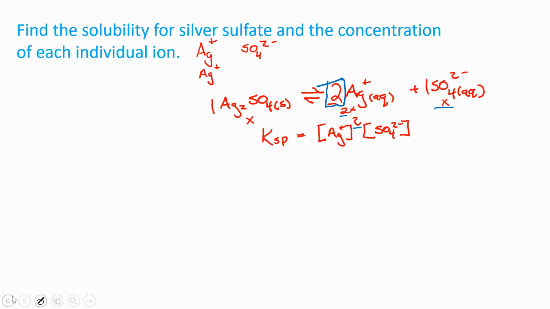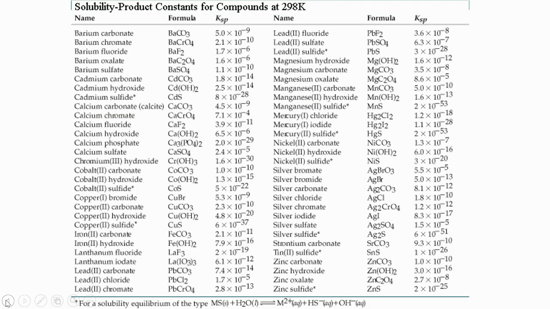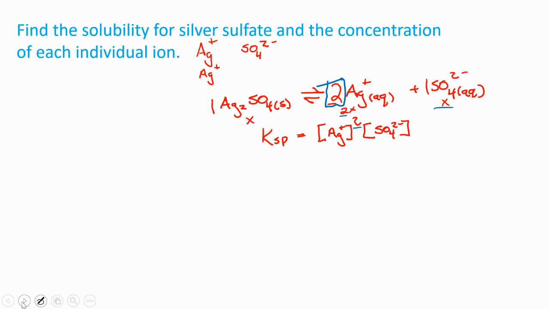But before we do, we need to know what is the value of silver sulfate's equilibrium constant. So if I look over here, here is silver sulfate, Ag2SO4, 1.5 times 10 to the minus 5. That is its value. So let's plug that in. We have 1.5 times 10 to the minus 5 is equal to, this is where I've got to be very careful, 2x squared times x.